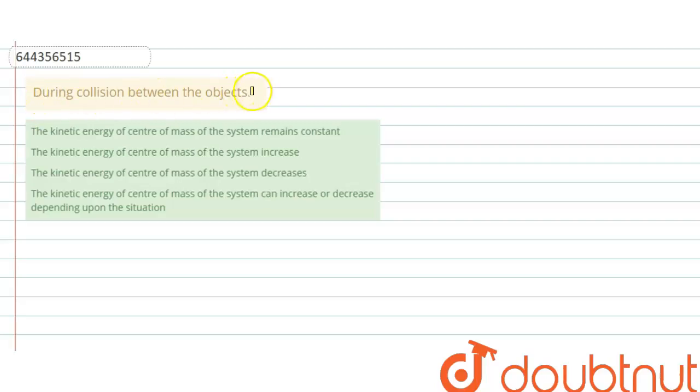Let me explain this question to you. During collision between the objects, there are 4 options given related to kinetic energy of center of mass. So first option is the kinetic energy of center of mass of system remains constant.